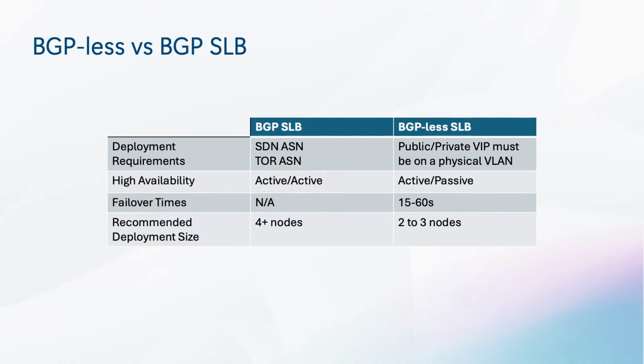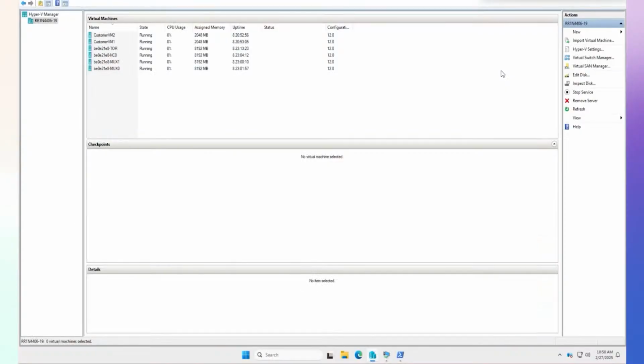That being said, we are making headway to reduce that failover time to be in line with our competitors, such as MetalLB. Again, the recommended deployment size for BGP-less SLB is on the smaller side, 2 to 3 nodes, where BGP SLB is for your larger 4+ node deployments. On this slide, we have BGP-less SLB demonstrated. In this setup, I have 2 MUX VMs, 1 network controller, and 2 customer backend VMs.